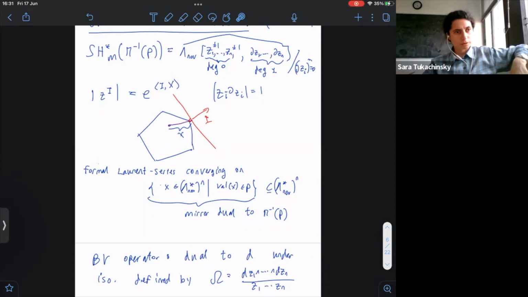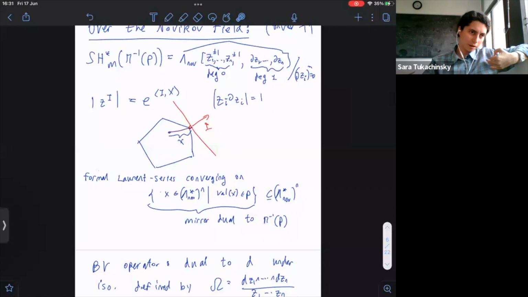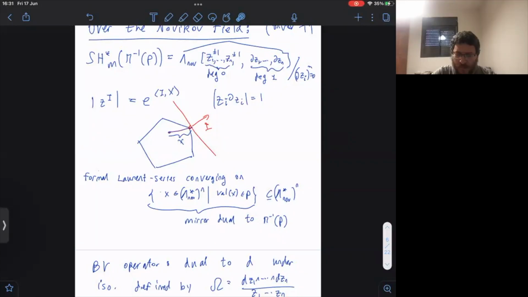And when you say that the norm is independent of your reference point, you mean that a different choice gives you something isomorphic? Yes, yes. A different choice would correspond to changing coordinates. If you think of this as C star to the n, then a different choice is like acting by the action of C star. So it's some change of coordinates. And that's over the Novikov field. If you work over the Novikov ring, it's a different story.